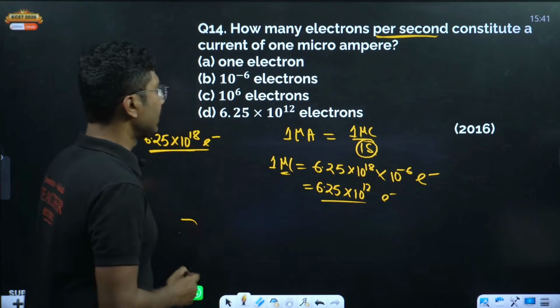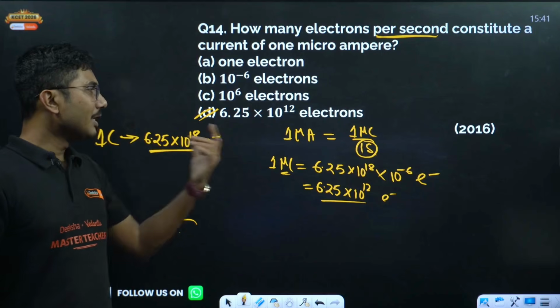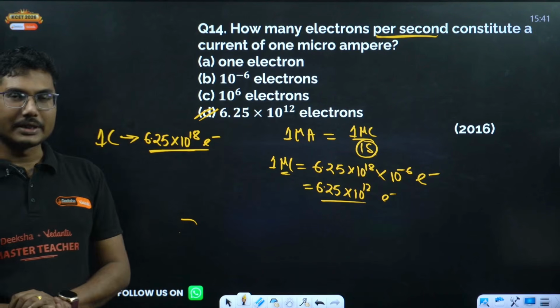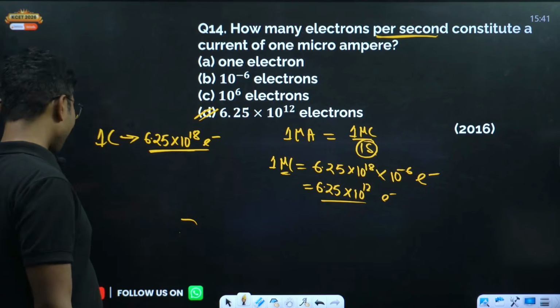So the correct answer is, fortunately only one option has 6.25. If you know this factor even remotely, you should be able to answer it by closing your eyes as well, right? So the question is not super difficult.